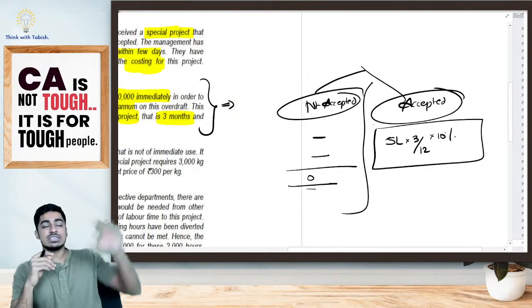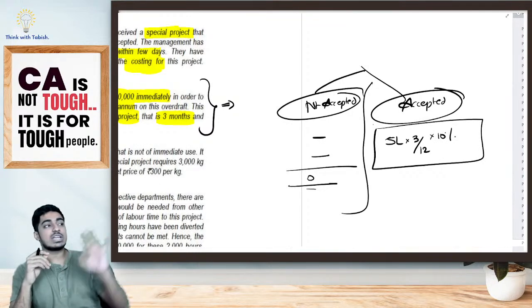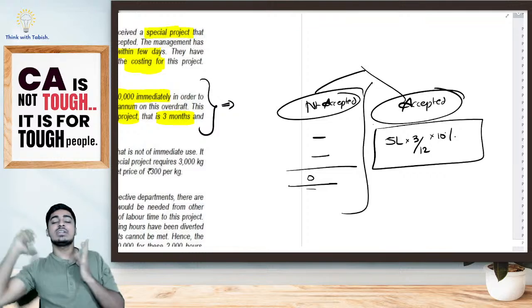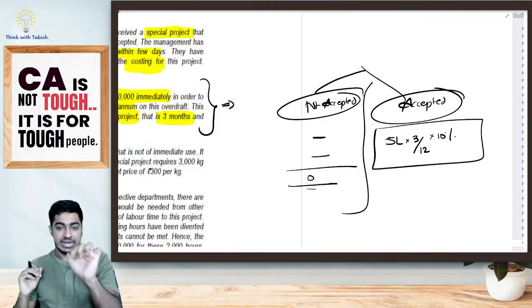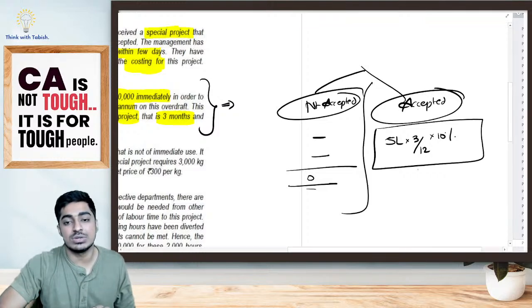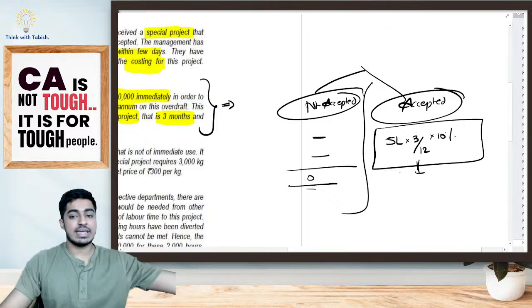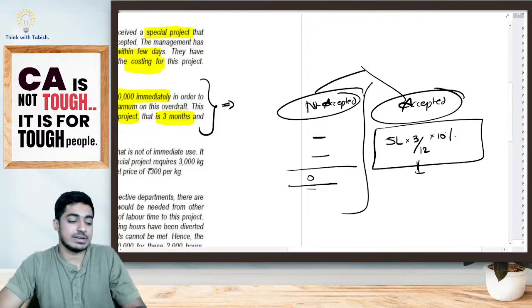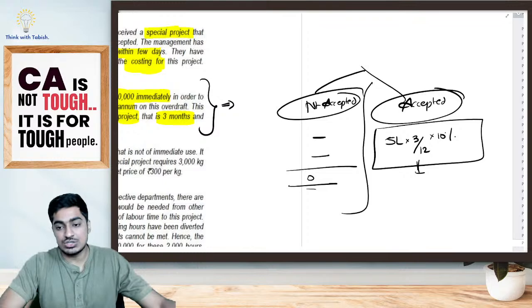The 5 lakh is not my cost. It is just an overdraft, just a transaction in money. Today I am borrowing. At the end of 3 months, whenever the customer pays, I will give it back. What is my cost? The interest is my cost. What is the interest, students? 5 lakh into 10% into 3 by 12, it is going to be 12,500. So the interest is going to be the cost.